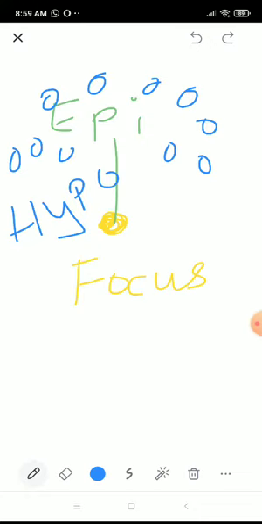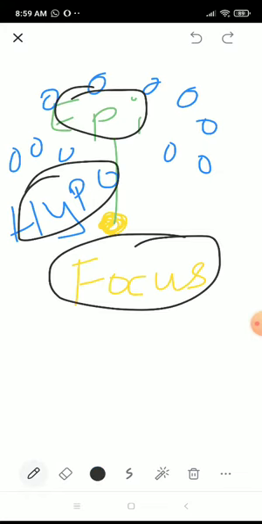Yes, Ansh, it's hypocenter, HYPO. Okay? Yes. So do you understand all these three words properly? Focus, epicenter and hypocenter. Okay, now let's read the same thing.